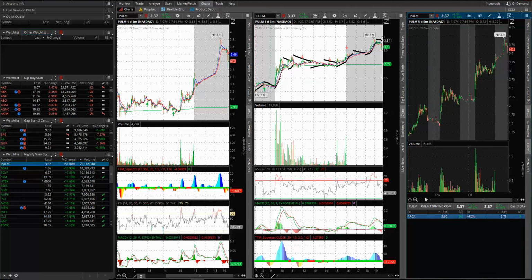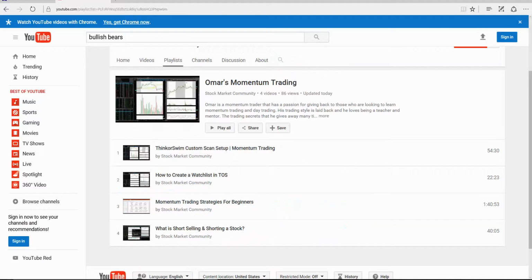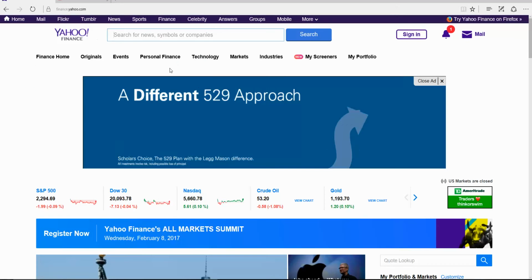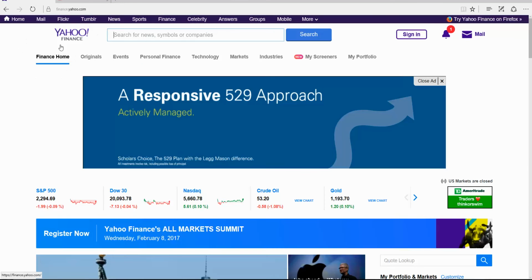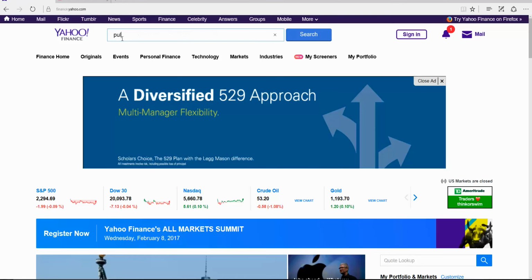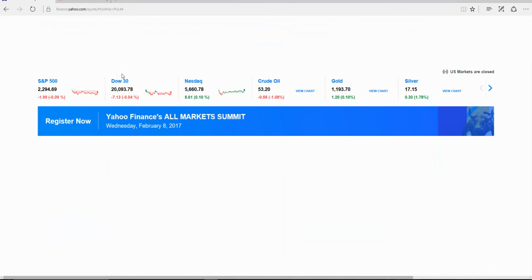What you want to do, when you're looking at a stock, is see the history. This is where ThinkorSwim kind of struggles. If you want more information about the stock's history, you go to Yahoo Finance. So I go to Yahoo Finance, and I just type the actual stock, Plum. There it is.